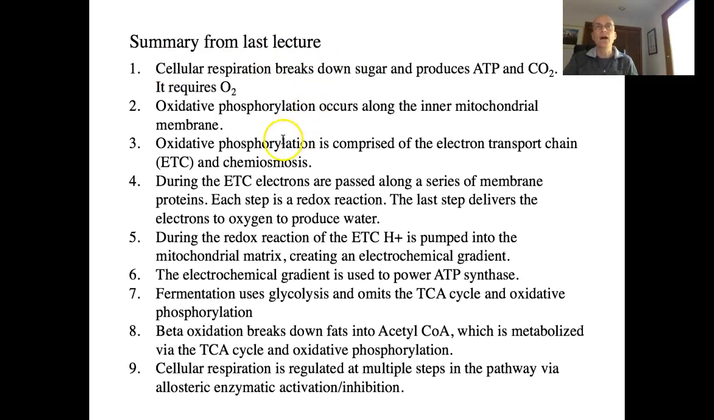We said that oxidative phosphorylation occurs along the inner mitochondrial membrane. We had talked about oxidative phosphorylation being comprised of the electron transport chain and chemiosmosis. That was the ATP synthesis production. We said that during the electron transport chain, electrons are passed along a series of membrane proteins, and each step is a redox reaction. The last step delivers the electrons to oxygen to produce water.